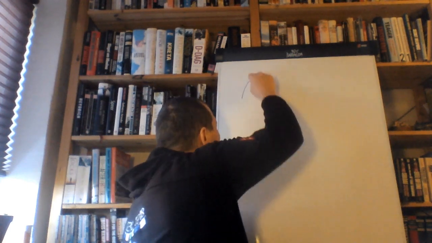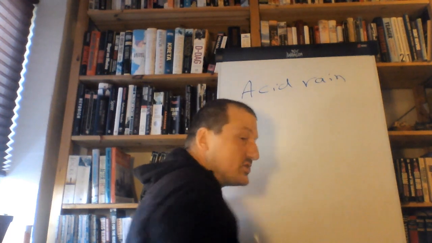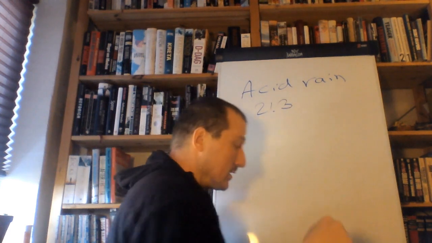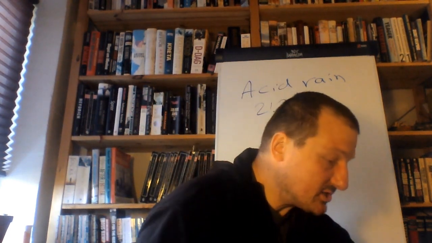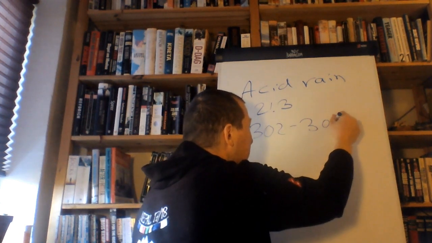Today I'm going to talk about acid rain, which is in 21.3 in the syllabus. And in your book, it is on pages 302 to 303. I will try to do this a little differently today, where I mainly talk over PowerPoint slides to present the different facts about acid rain. So please stick with me as we try this today.